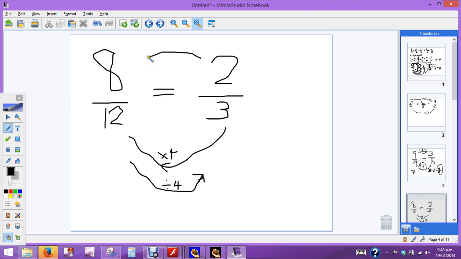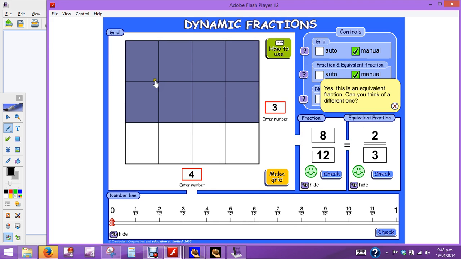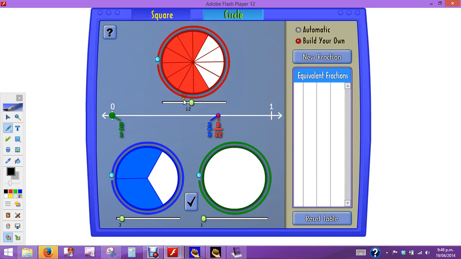And the times divide factor here is also times divide 4. So to simplify 8/12, I need to divide by 4 to get 2/3. How do I know it's 4 and not something else? That's the trick. So 8/12 is 2/3. I was able to see it on this tool. Okay, 8 out of 12 is exactly the same as 2 parts out of 3.